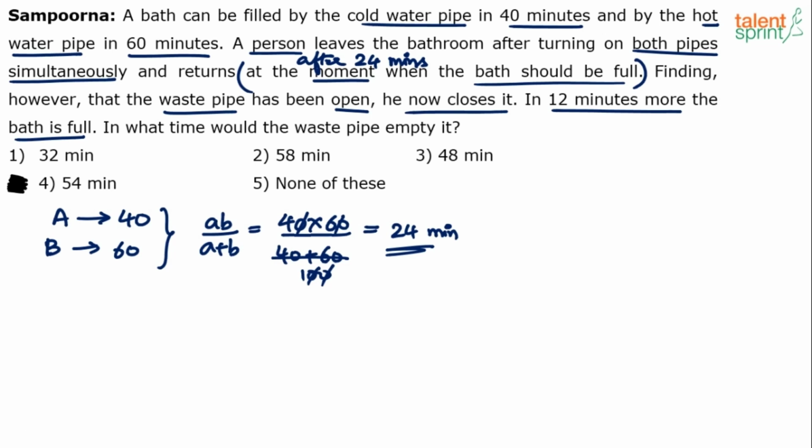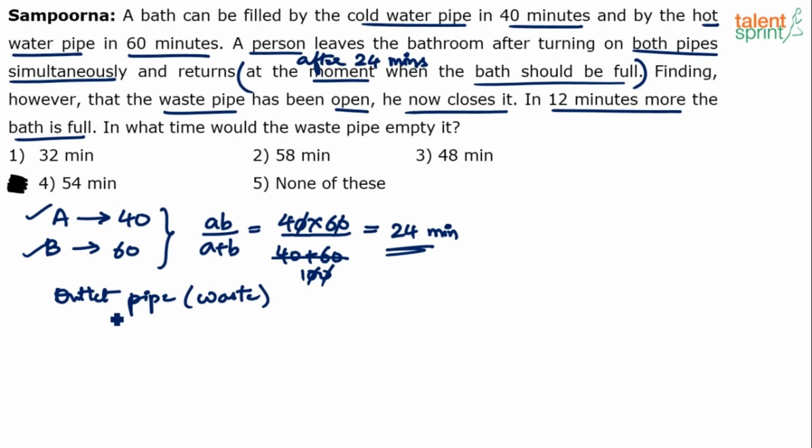How do we do that? Just look at it. We know that both the inlet pipes A and B together can fill the bath in 24 minutes. So this person comes after 24 minutes. He realizes that for 24 minutes, not only A and B were kept open, but also the waste pipe, which was an outlet pipe. So in the first 24 minutes, how many pipes are working? 3 pipes are working: the inlet pipe A, inlet pipe B, and also the outlet pipe, the waste pipe, right? Even this was working for the first 24 minutes.